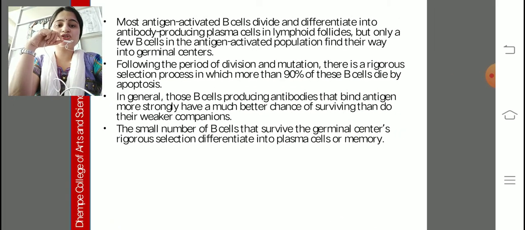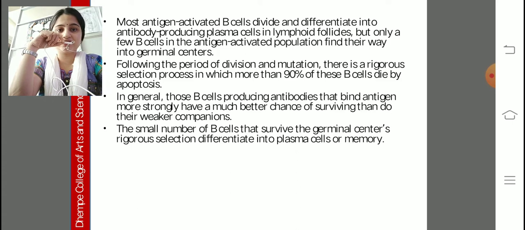Okay, most of the antigen-activated B cells divide and differentiate into antibody-producing plasma cells in the lymphoid follicles, but only a few B cells in this activated population will reach the germinal centers. After the division and maturation, there is a rigorous selection process. Only the functional and non-self attacking cells will remain, and most of the others will die out of apoptosis.